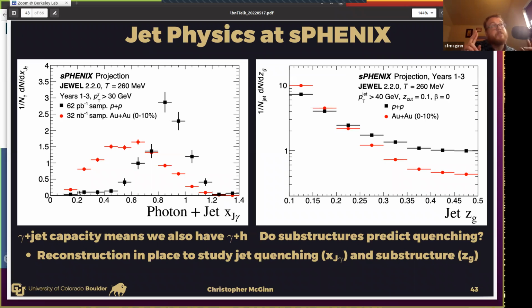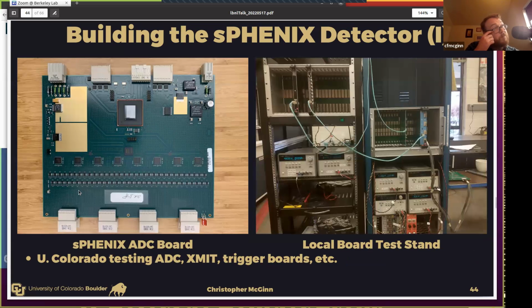That is what you should think of ZG as, a measure of pronginess. So we have capacity to do both these things in sPHENIX with our new detector, which is quite nice. Now, the detector doesn't spring fully formed. We have to build it.